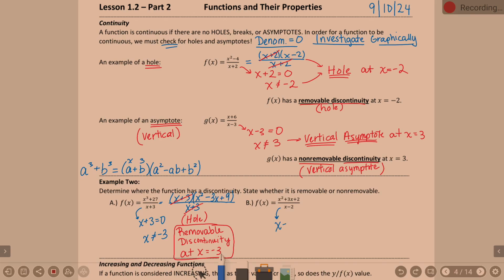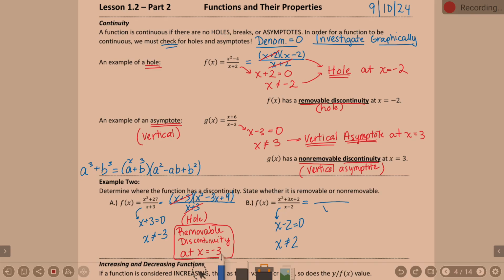So x minus 2 equals 0. We solve that, and we're going to know that x cannot equal 2. There's some kind of discontinuity at x equals 2. Now, is it a hole or is it a vertical asymptote? Well, let's go back and see.